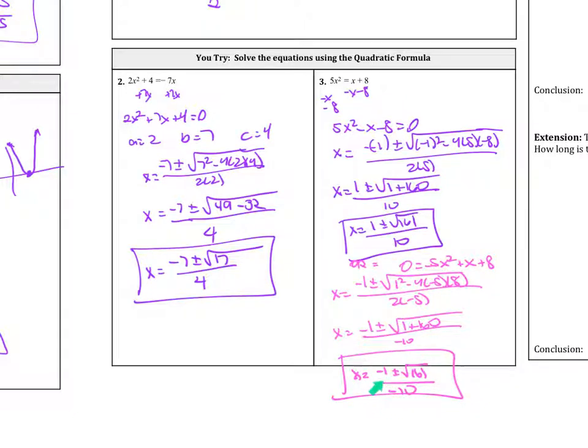Now, they do kind of look different, but remember, positive over positive is positive. And in this case, if you did negative over a negative, that is also positive. So it's the same exact answer. They are the same. Okay, so I hope this helps.